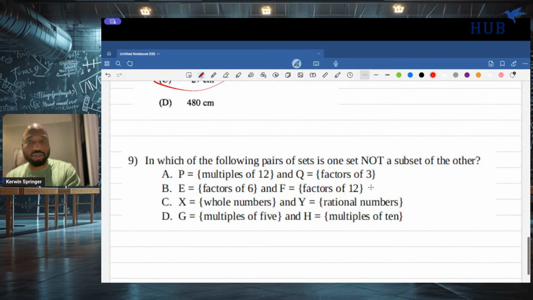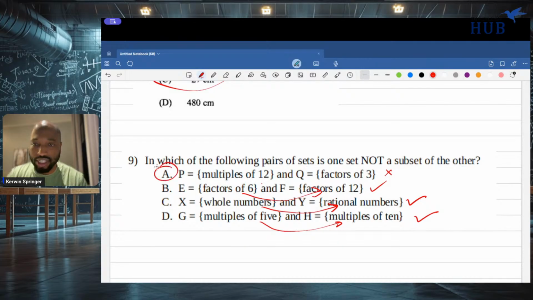Trappy people. So what's the answer for this one? Which of the following pairs of sets is one set not a subset of the other? Multiples of 12 and factors of 3. And this is not looking like it working out. Factors of 6, factors of 12, whole numbers, rational numbers, multiples of 5, multiples of 10. So this is a subset of this. This is a subset of this. This is a subset of this. A is the answer for this one.